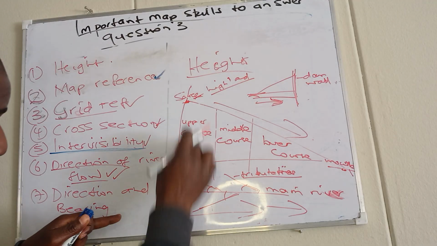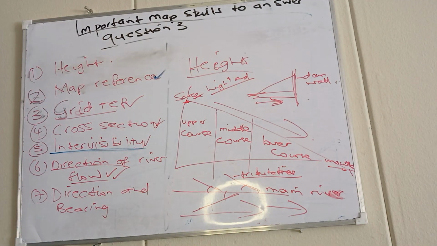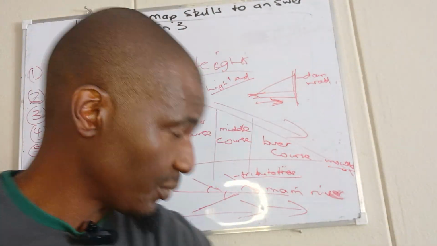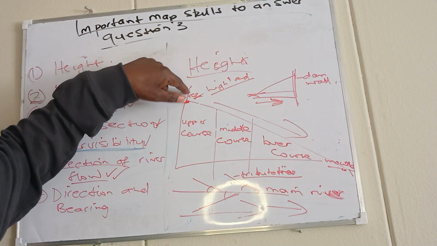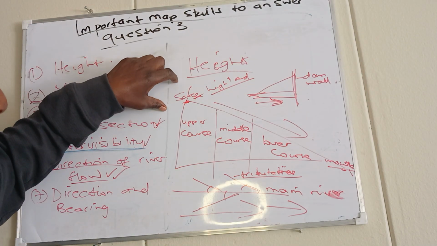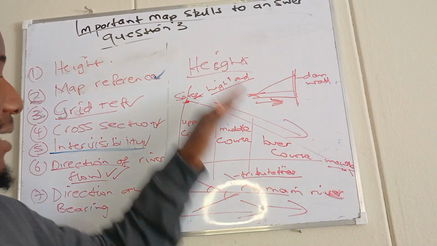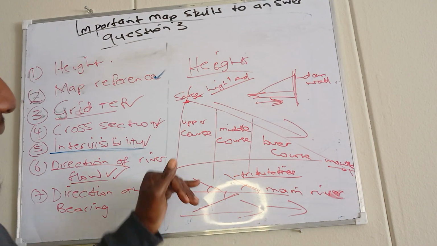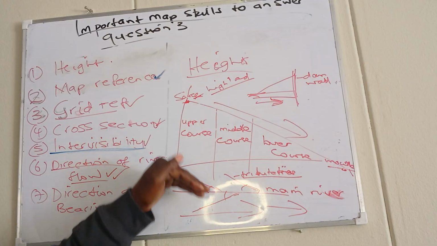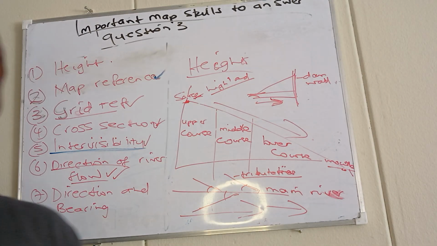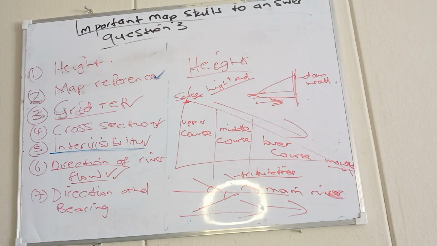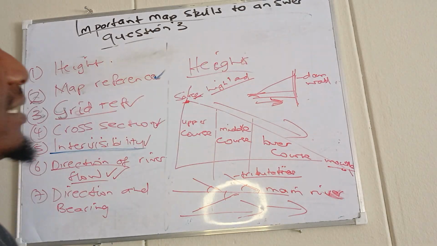So we have said that you make use of your height. It flows from a higher land towards the lower land, which means you have your upper course where you have got the highest height in terms of your contour, and it flows towards the lower land. Number 2, we have talked about the angle at which the small tributaries are joining the main river. It also helps you to know the direction in which the river is flowing. Then lastly, we look at the dam wall.